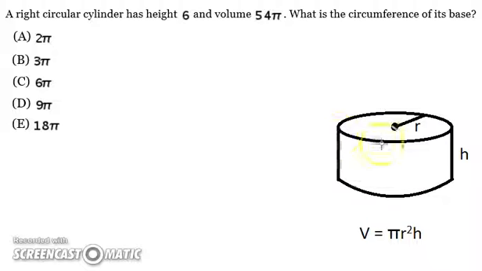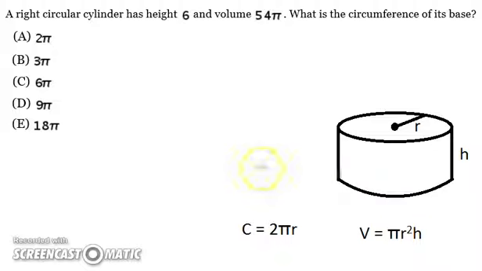So to find the circumference of the base, we need to know another formula. This formula is also in the front of every math section, and it's right up underneath the circle. The circumference is 2 pi r. So to find the circumference, all we need to find is the radius. And if they've given us the volume and the height, we can calculate the radius.